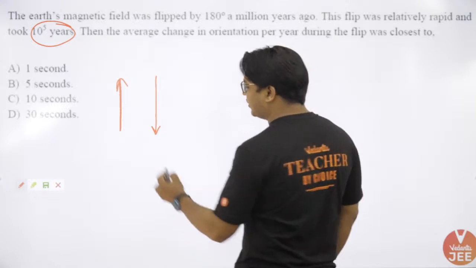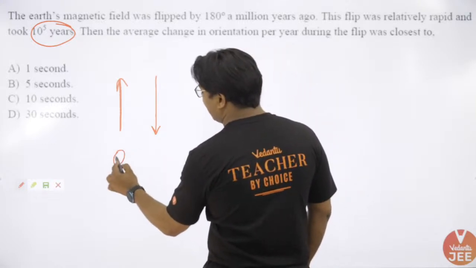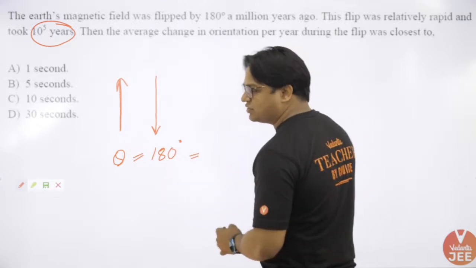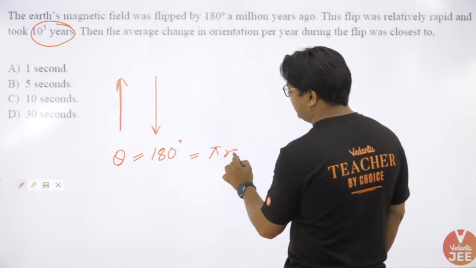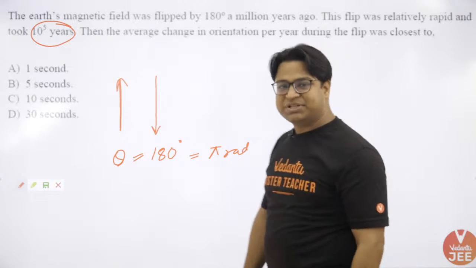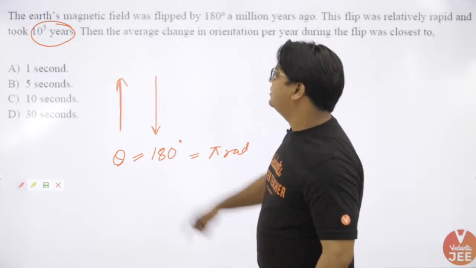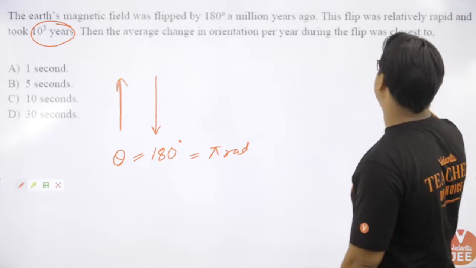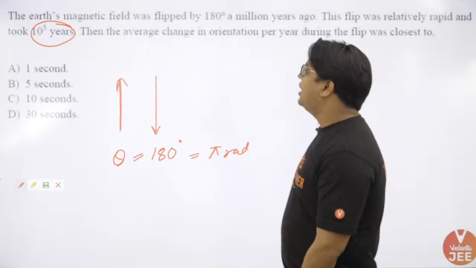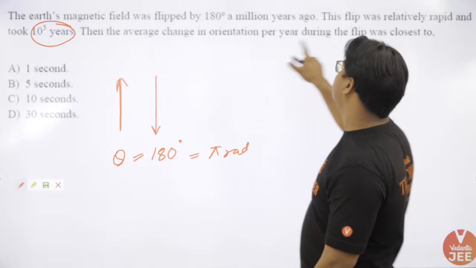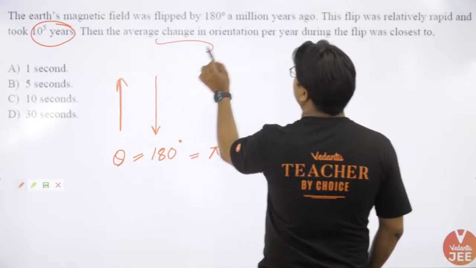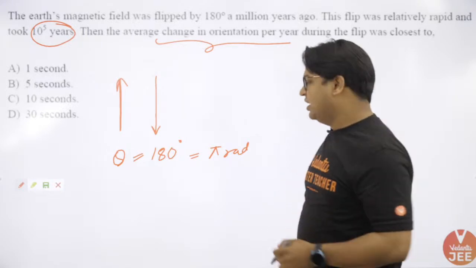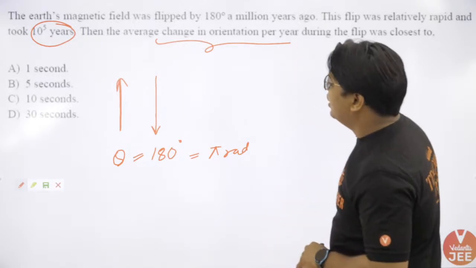Alright, so basically what I understand is that an angular displacement is given to me. This is 180 degree, which we can also say as pi radian. So an angular displacement is given to us, and then we are also told that the average change in orientation per year during the flip was closest to. So average change in orientation per year. So basically the angle changed per year. So that is angular velocity in radian per year.